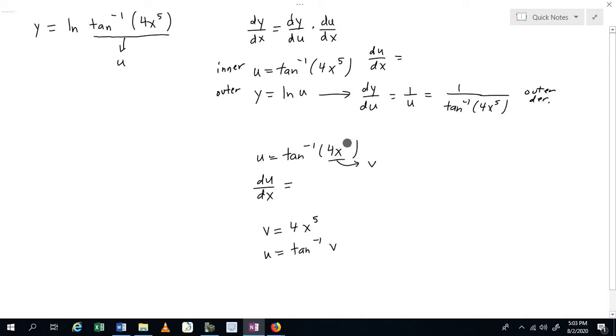Right? Because I'm calling this v in here. Okay, and then if I want the derivative of u with respect to x, I can just use the chain rule to do this, right? I can say that's equal to the derivative of u with respect to v times the derivative of v with respect to x. If I multiply those two derivatives together, I'll get the derivative of u with respect to x. Okay, so let's find du dv.